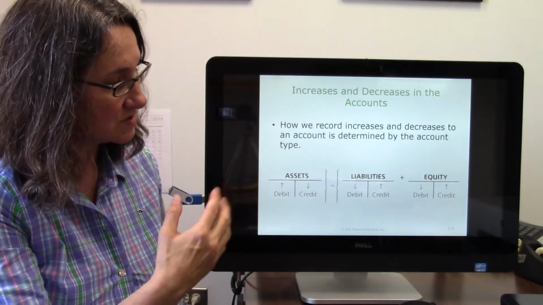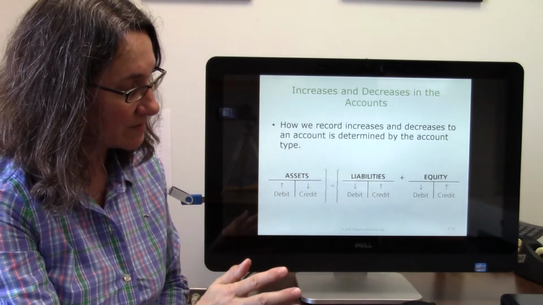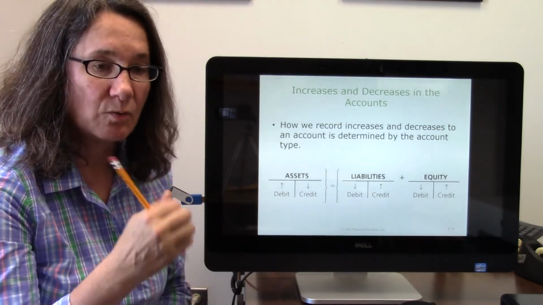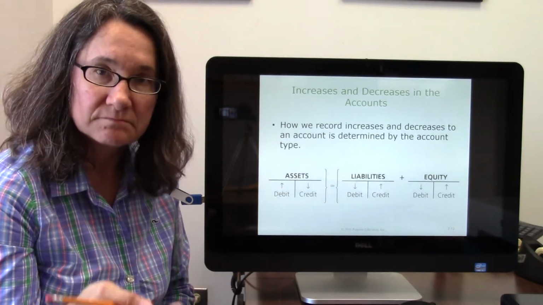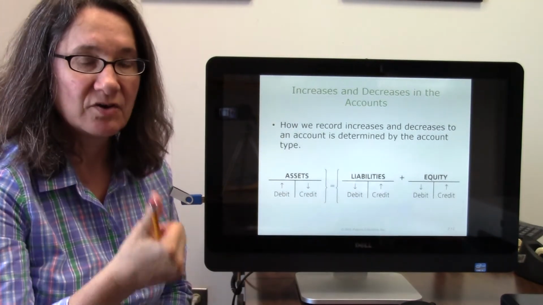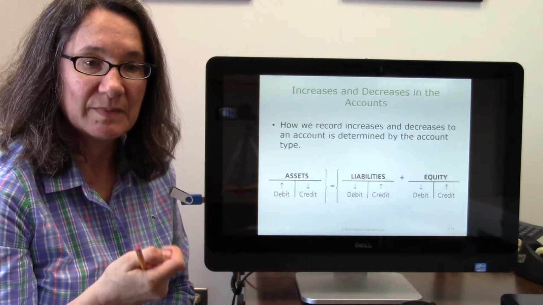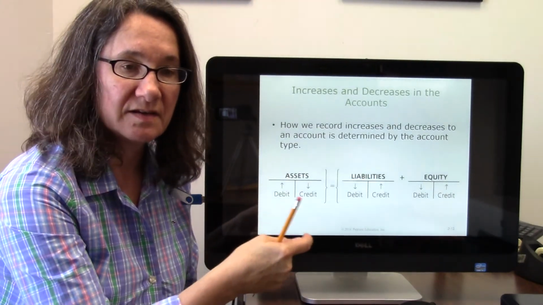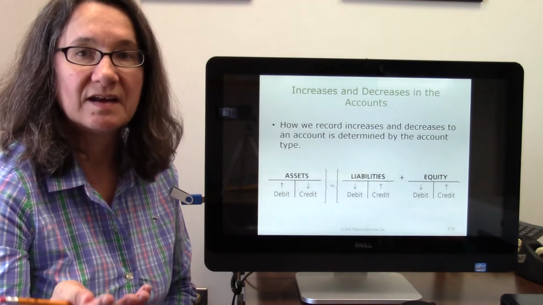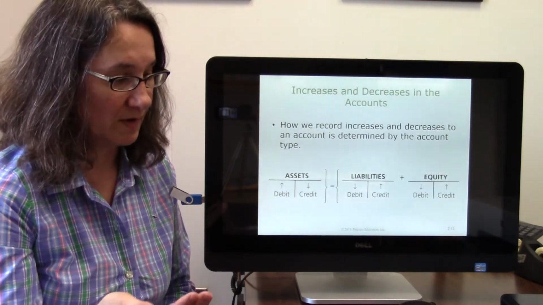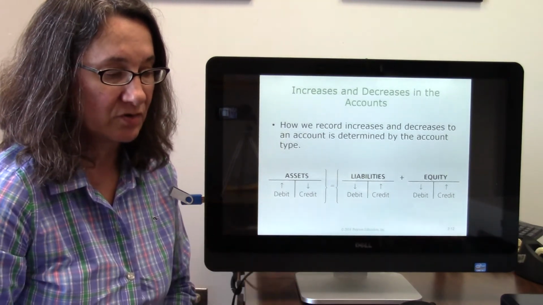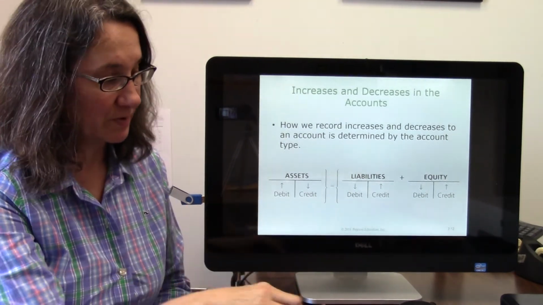All right? So depending on what kind of account it is, how you analyze a transaction is you go, what account am I affecting? I'm affecting cash. Am I increasing it or decreasing it? If I'm increasing it, that's a debit. If I'm decreasing it, it's a credit. Let's suppose I'm affecting an equity account. Well, am I increasing equity or decreasing it? If I'm increasing equity, I post a credit. If I'm decreasing it, I post a debit.